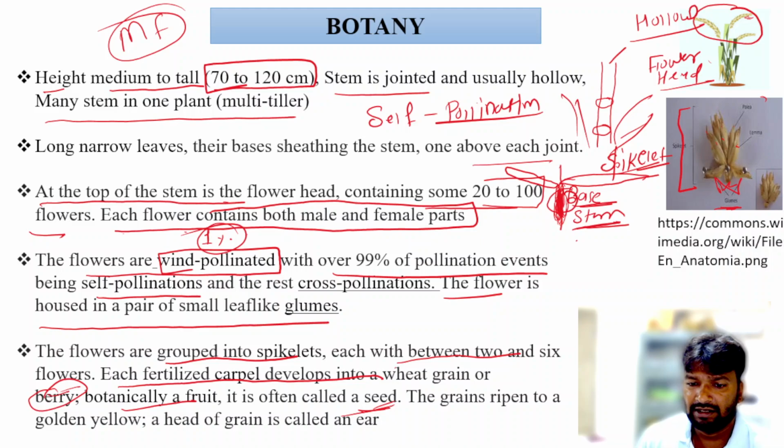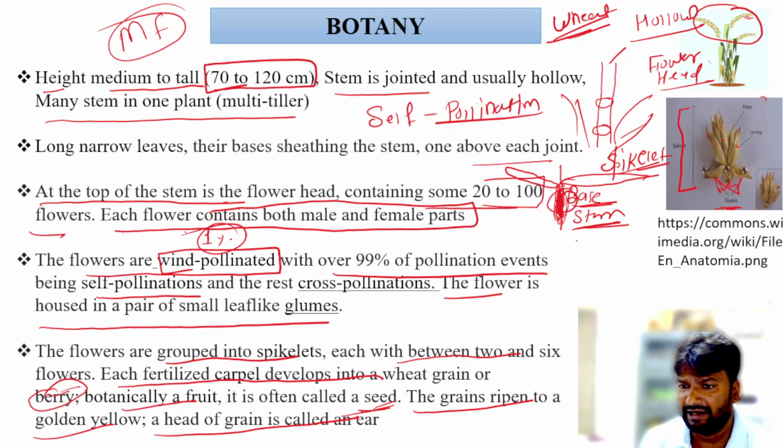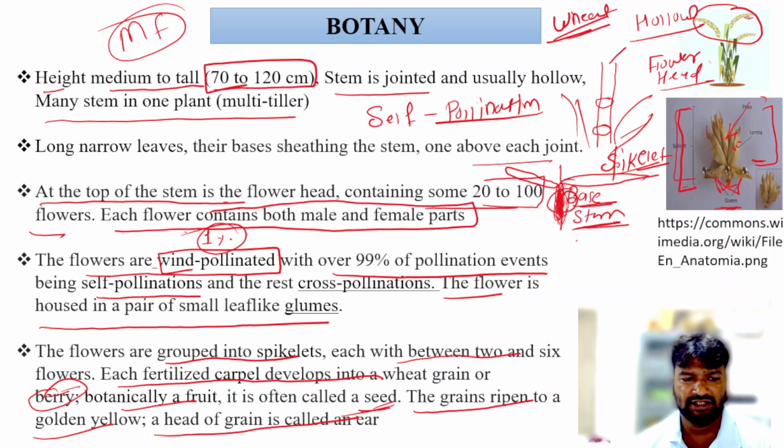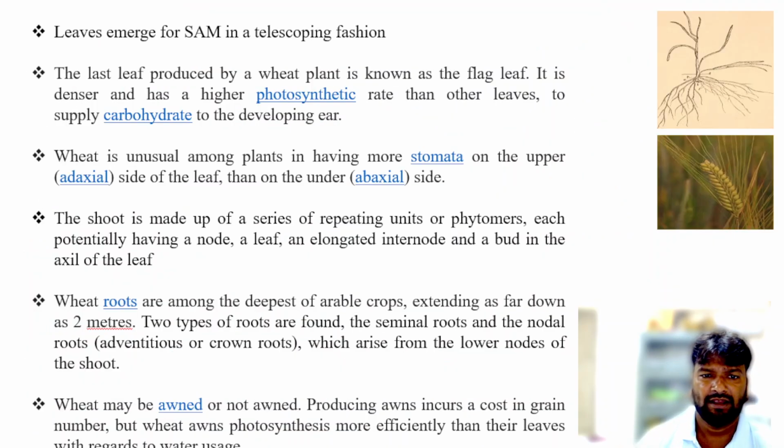So the grain ripens to a golden yellow. So your wheat grain, what will its color be? Golden yellow. And a head of grain is known as an ear head. So this is known as the ear head. These two are the lemma, and this is the palea, and this is the full spikelet. So this is about the botany.